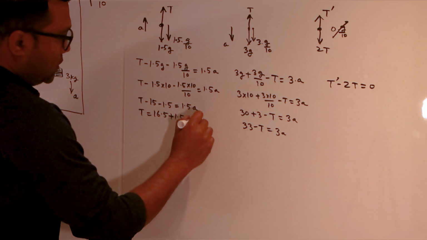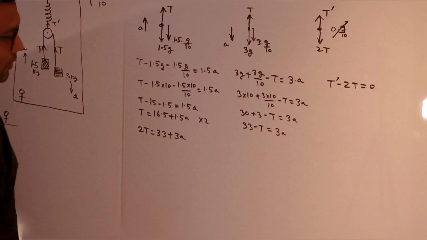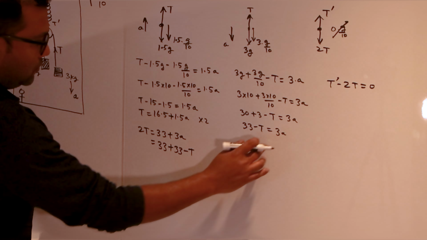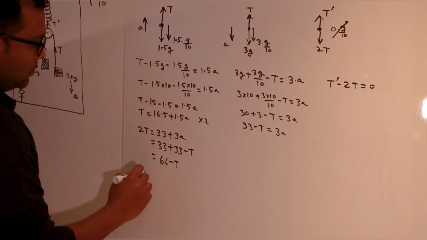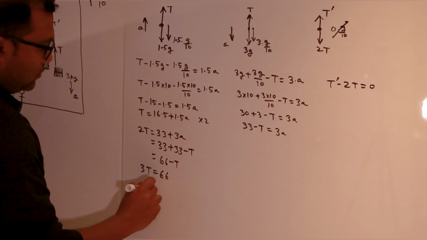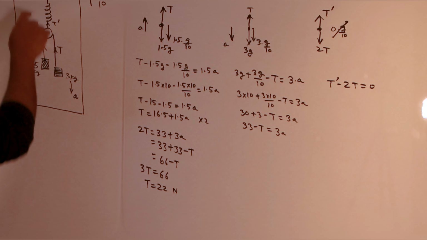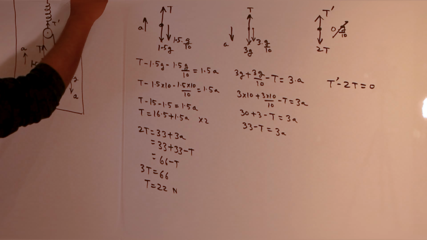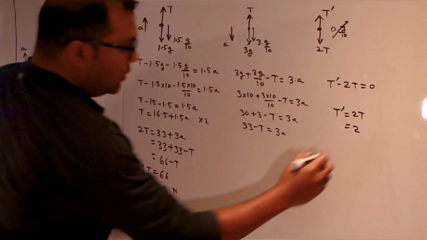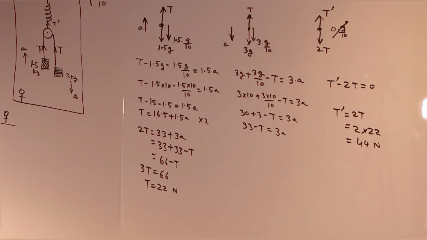Now if I multiply the first equation by 2, 2T equals 33 plus 3a. Now 3a is 33 minus T from the other equation. So this is 66 minus T, or 3T equals 66, or T equals 22 newton. Now if T equals 22 newton, what is our question? Find the reading on the spring balance. So we have to find T dashed. T dashed is 2T, or 2 times 22, which is 44 newton. So that is our answer.